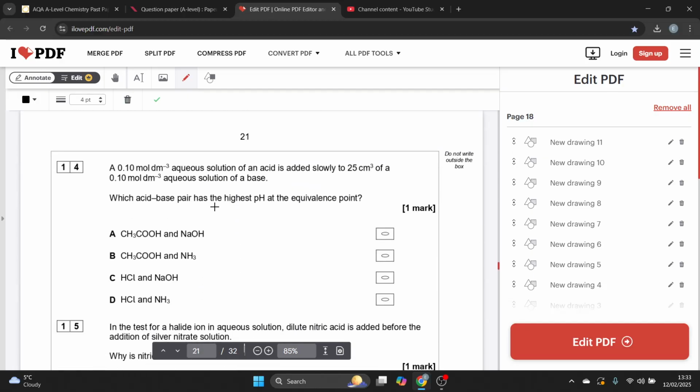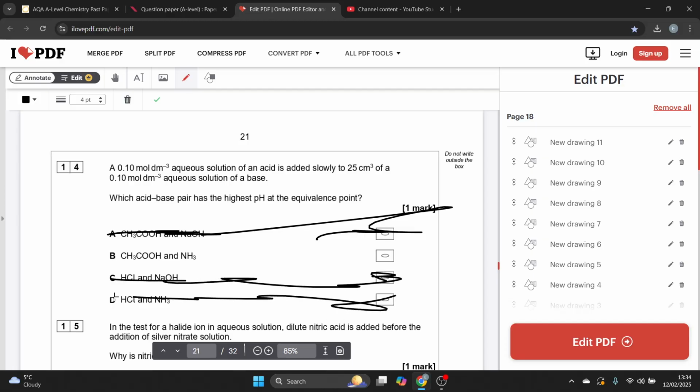13b. Question 14. Which acid-base pair has the highest pH at the equivalence point? So, first one, ethanoic acid and sodium hydroxide. Ethanoic acid, but sodium hydroxide, no. Then let's look at C, HCl and sodium hydroxide. HCl is a strong acid, so we can already eliminate A and D because they're both weak acids. I'm left with A and B.